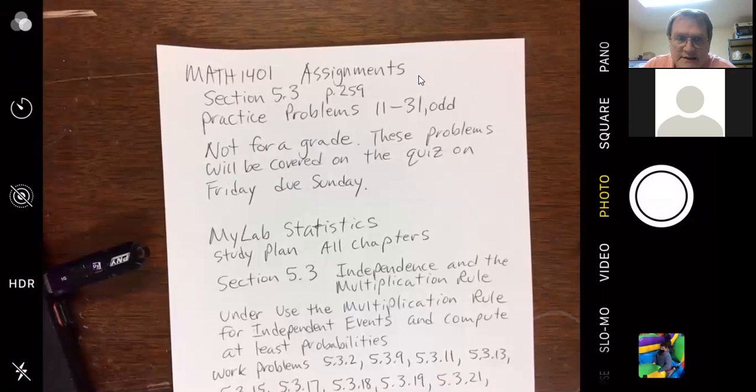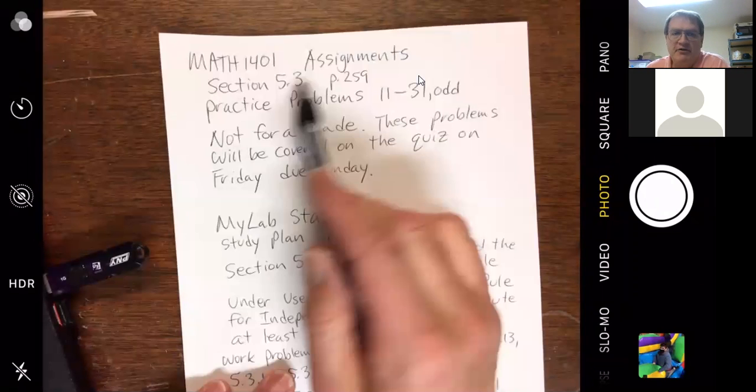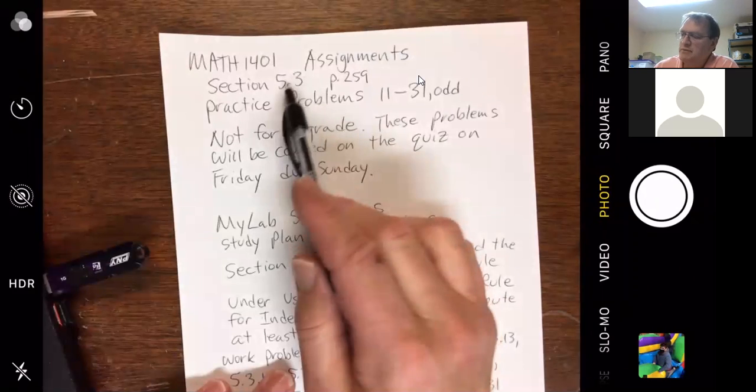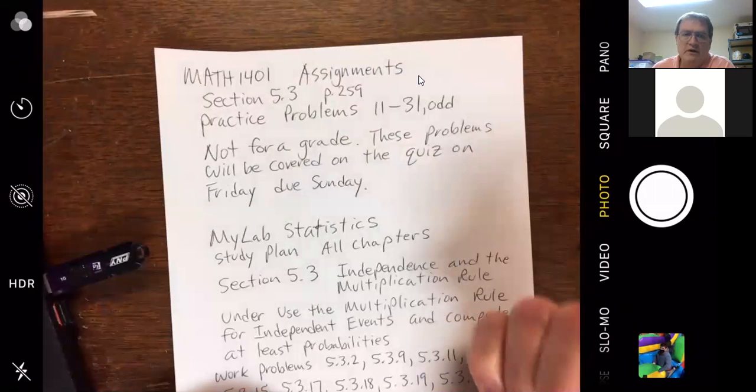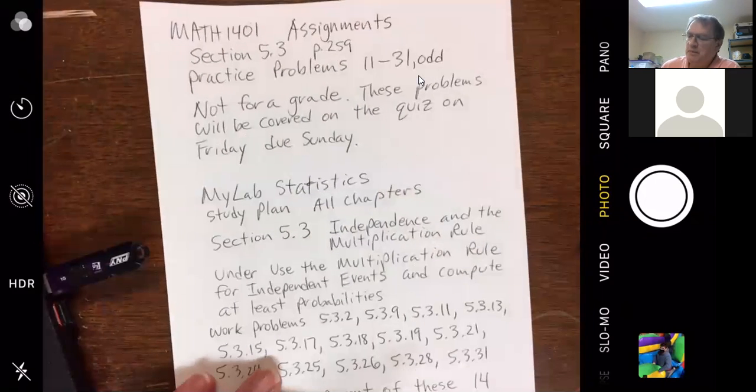All right, so yeah, this is tonight's Zoom meeting, 9 p.m., February 22nd. Appreciate we got some participants who came out. We'll go over the assignments first for this week. We're just doing one section, 5.3. Practice problems 11 through 31 odd. Again, not for a grade. These will be covered on the quiz on Friday, due Sunday.